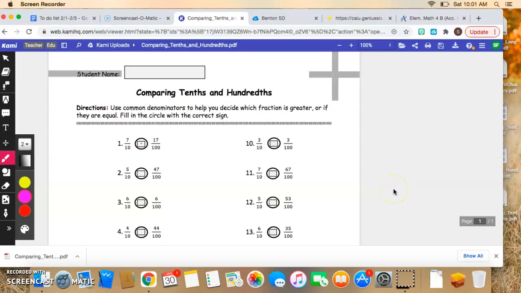Hi boys and girls, so you just watched the slides on comparing tenths and hundredths, and I think once I go through a few of these, you'll be able to do them and get them all correct.